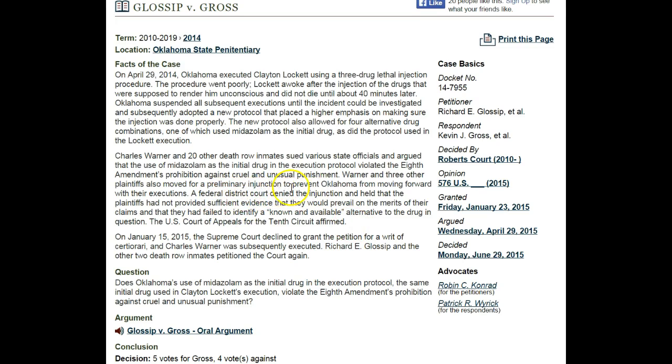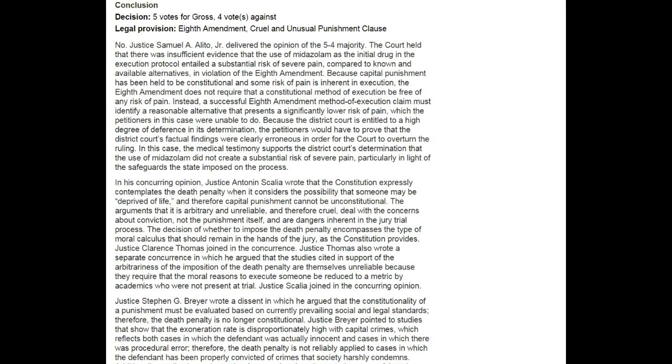First, the federal district court denied the injunction. They said, no, you don't have any standing. The U.S. Court of Appeals affirmed it, so that means they agreed with it. Then they appealed to the Supreme Court. Initially, the Supreme Court denied the petition for the writ of certiorari, and he was executed. However, Richard Glossip petitioned again, and so they decided to hear it. So here's what we find out.